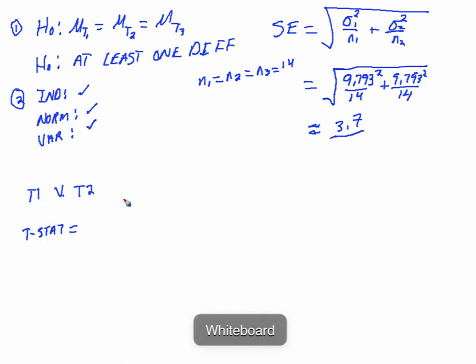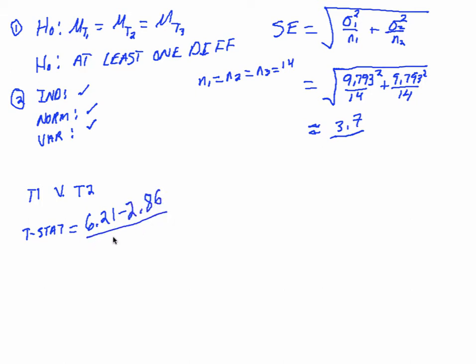So let's see here, 6.21 minus, let's see, was it 2.86? I've got it on another screen to help me keep it straight in my head. So 2.86, and we're going to divide that by 3.7, and it's going to give us back a test statistic of about 0.91. We're going to go ahead and use the smaller of the 2 degrees of freedom, which is the conservative way of doing it. So our degrees of freedom here are going to be equal to 13, which is the 14 minus 1, and that's going to be the same across all of them.